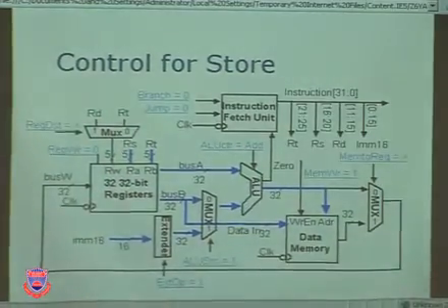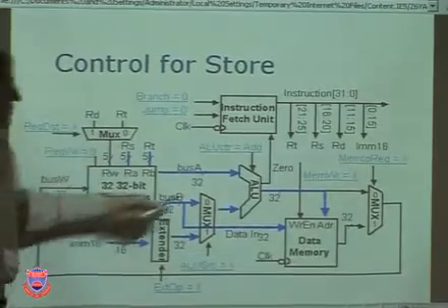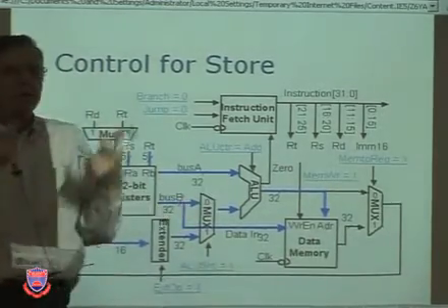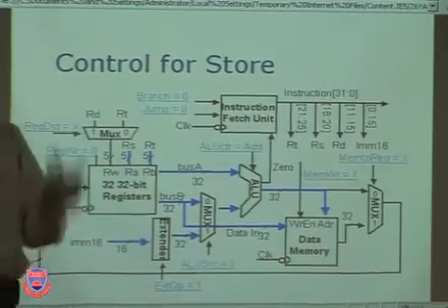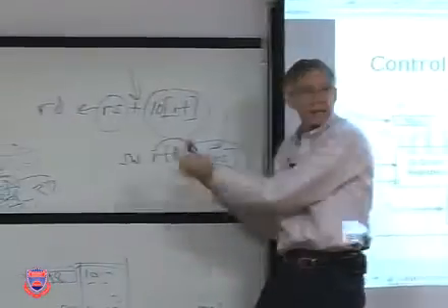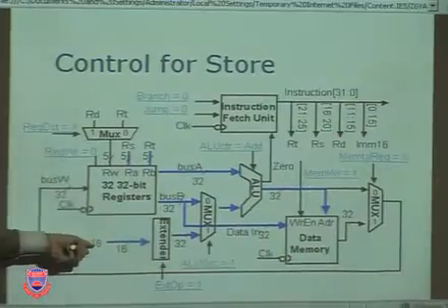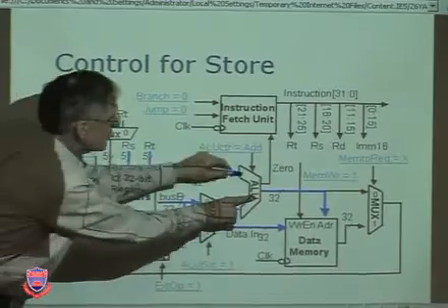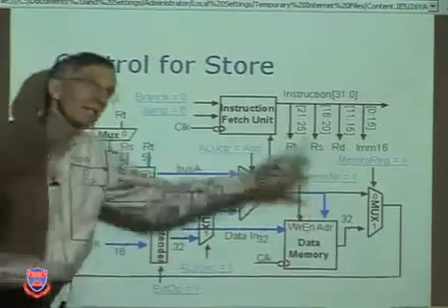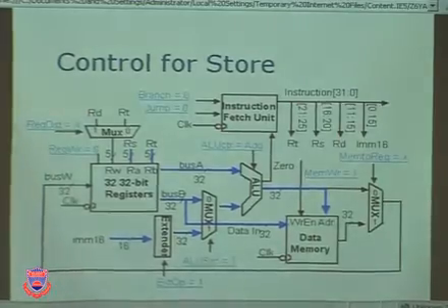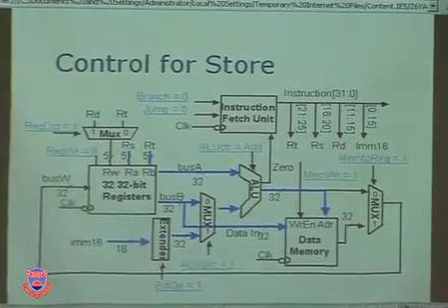So in memory references, this computes my address. My address in MIPS is always two parts: the base register value and the displacement value, and I add them together. Sometimes displacement is 0, but in any case, I have to do this to get the address. Then the address goes to here. Maybe I'm reading, maybe I'm writing, depends if it's store or load. Okay. All right.